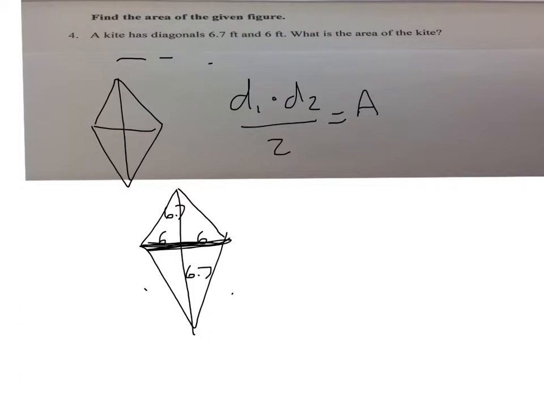If it's half, it will say it's half, or the picture will be on one side. So you really just have to do 6 times 6.7 divided by 2, and that's your area. It's a simple little problem. Just take it for what it's worth and get your points.